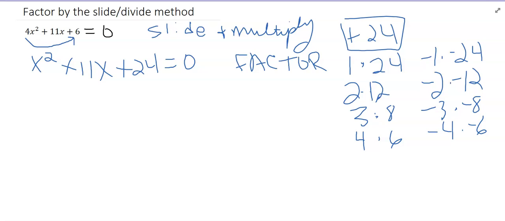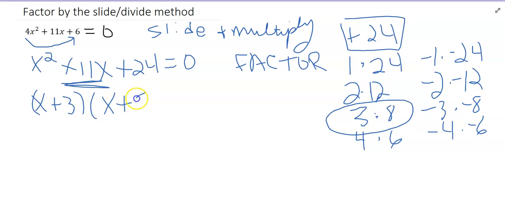Now I need to pick the pair that will add to the middle. That's going to be 3 and 8. So my factors become x plus 3 times x plus 8. But I have to go back and divide out what I multiplied at the beginning to balance out the equation.